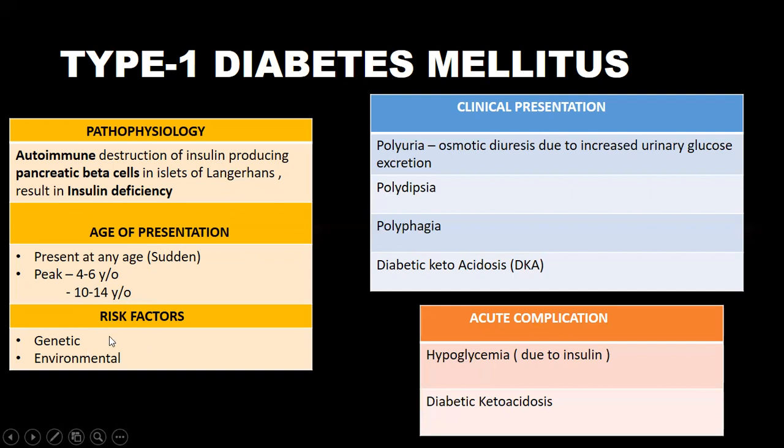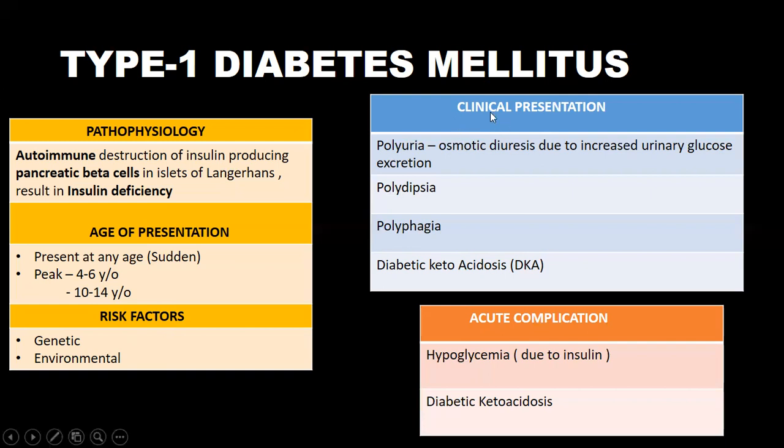The risk factors can be genetic or environmental. If anyone in your family has diabetes, there might be a chance that you get diabetes. So the risk factors can be genetic and environmental, and when both factors come together, then a patient gets diabetes.